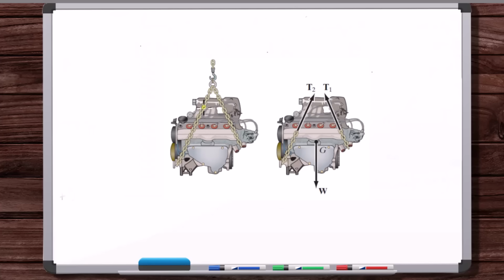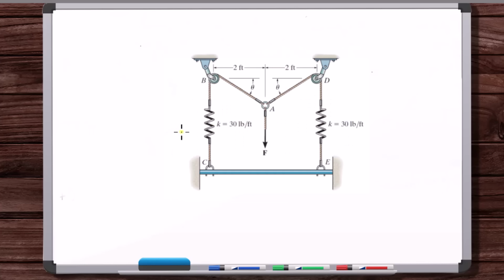If this was a rubber chain trying to pull up an engine, then along where the chain is supposed to be rigid, it wouldn't be. It would deform.